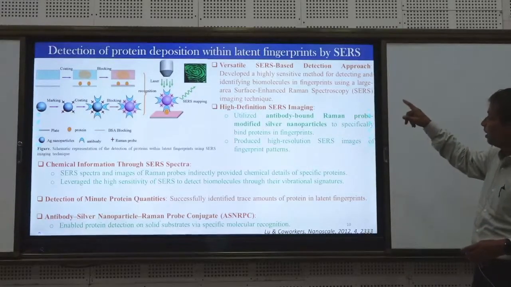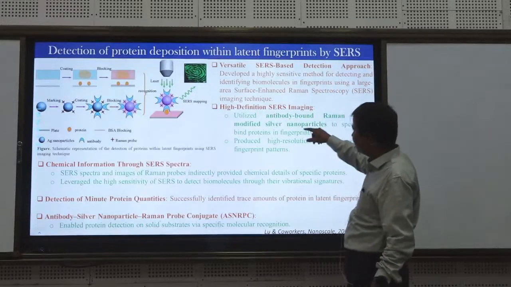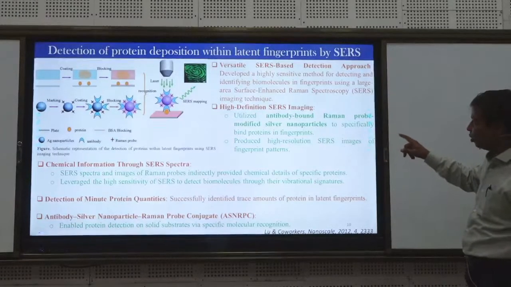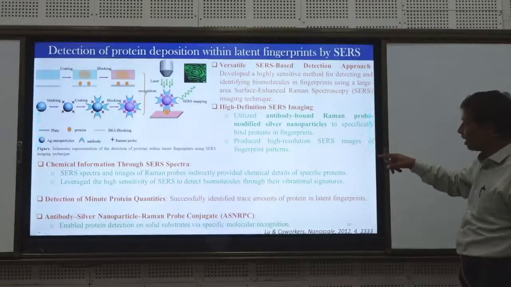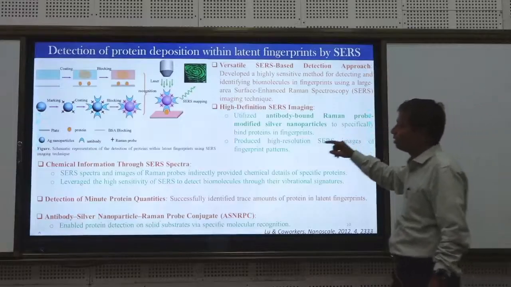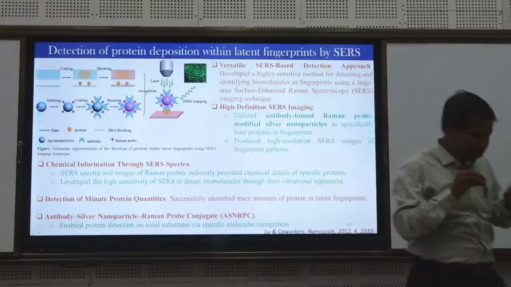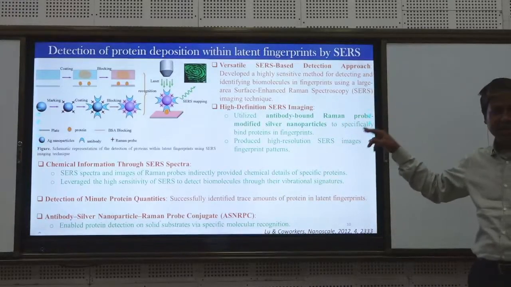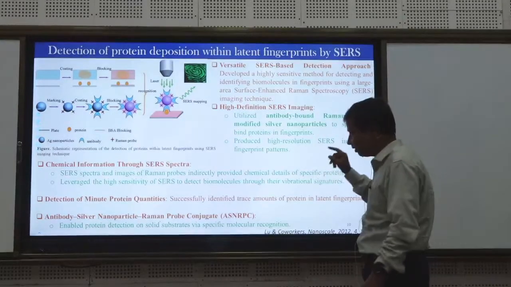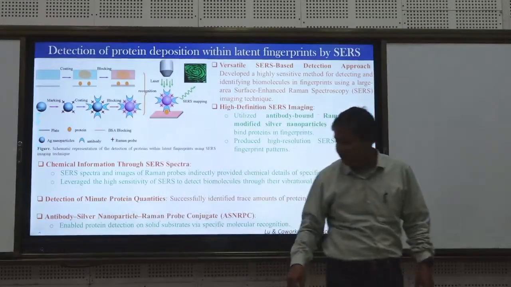This one is again by SERS. In this case they have used an antibody. That antibody will bind with the protein and will be sprayed on the surface, and then you do the SERS mapping. They have found that this antibody-based SERS technique is very informative and detects very minimum quantity. Minute protein quantity also can be detected with this.